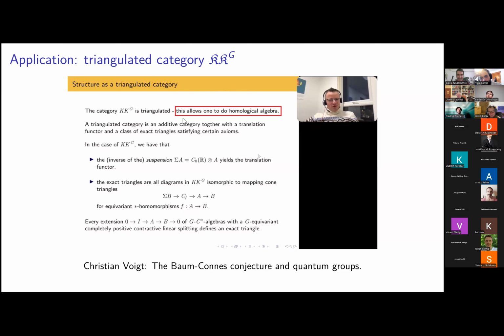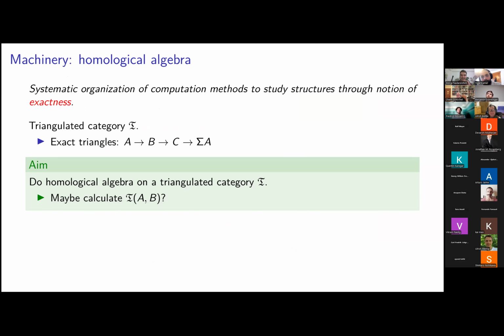But put that aside. Coming back here, it says that the fact that KKG is triangulated means that I can do homological algebra there. And that's what I'm going to do next. I'm going to try to explain the machinery of homological algebra for a general triangulated category. What does it mean to have homological algebra with a triangulated category? And then try to apply it in some contexts for KKG, for specific KKG.